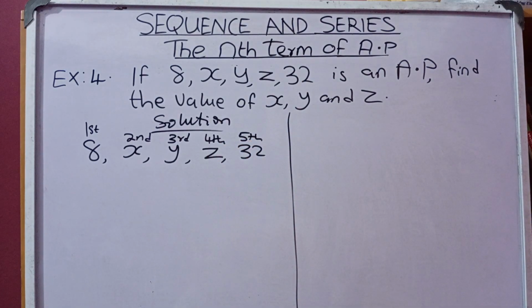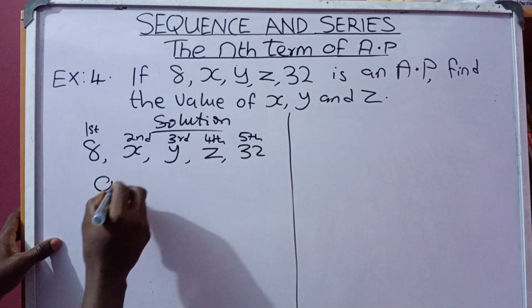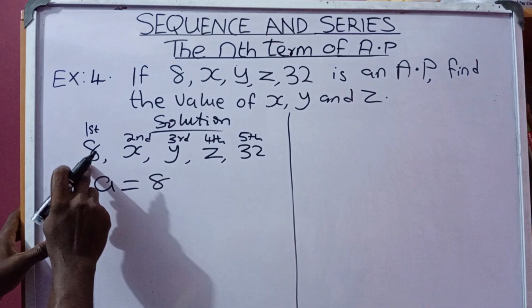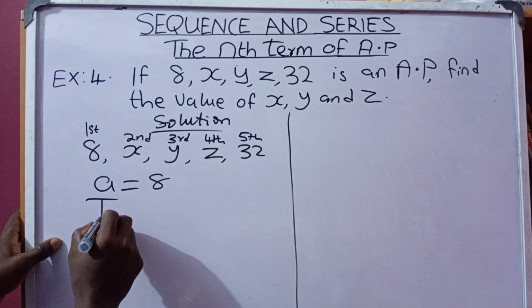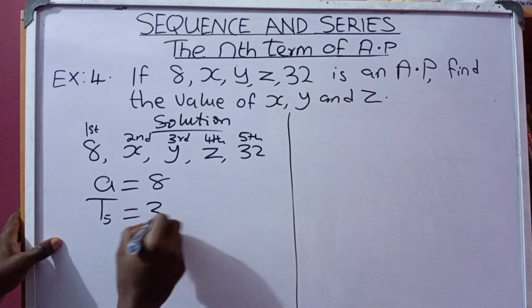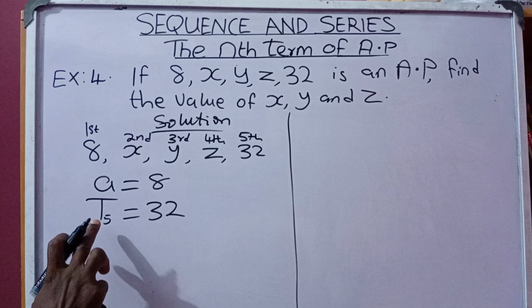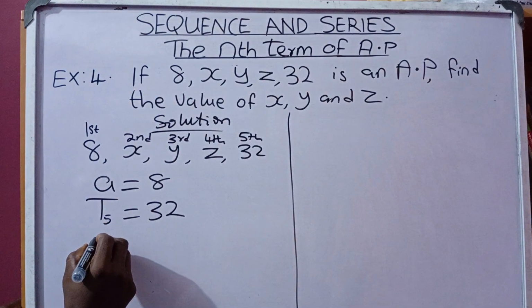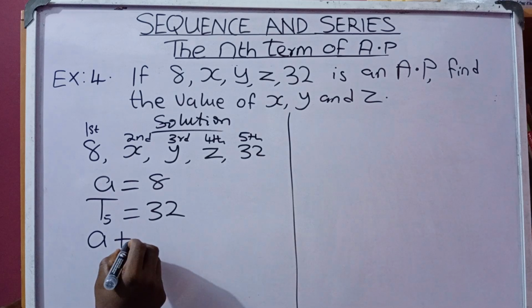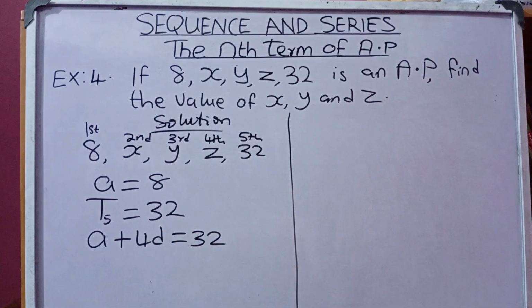So the ones we know here are the first term and the fifth term. The first term, which is A, is equal to 8. Then the fifth term, remember how we write the fifth term? The fifth term is 32. These are the two that we know. We can make this appear as an equation. How do we write the fifth term of an AP? That would be A plus 4D equal to 32.